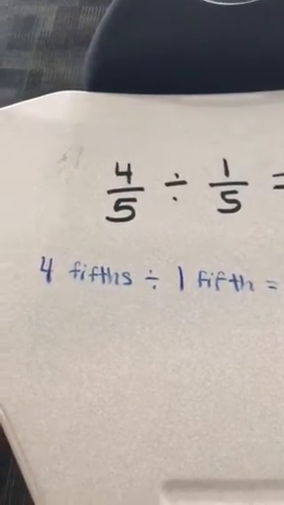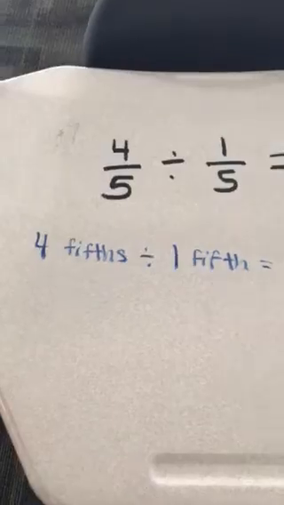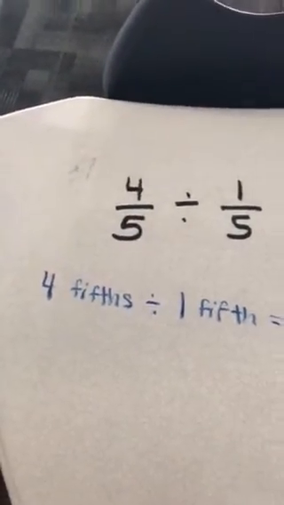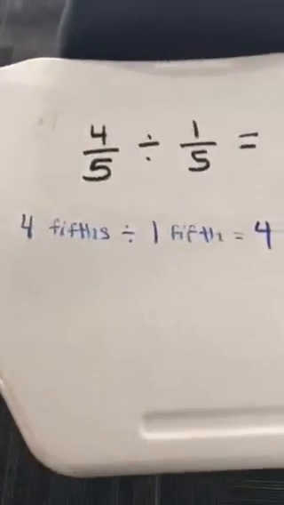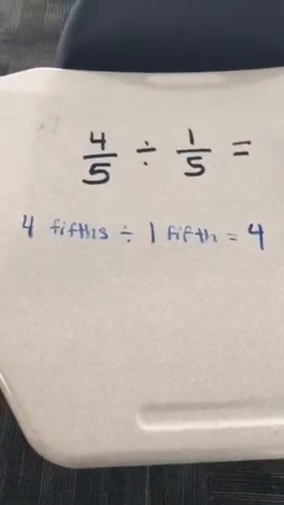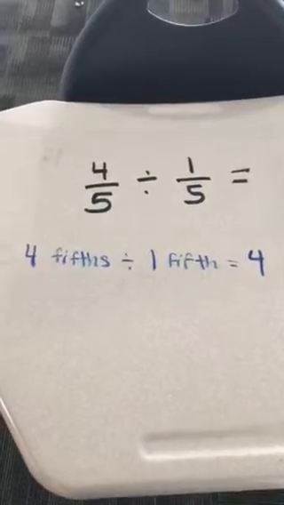So 4 divided by 1 is what? I hope you know that 1 goes into 4 four times. So we know that 4/5 divided by 1/5 equals 4. All right, so that's the unit form version.